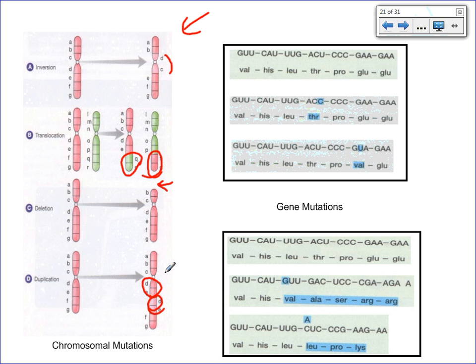Gene mutations, on the other hand, if you look, this one would be an example of a silent mutation. Here's where the mutation happens. ACU becomes ACC. But if you look on your chart for codons, both of those codons code for the same amino acid. So since they code for the same amino acid, it does not affect the protein at all. It is a silent mutation.